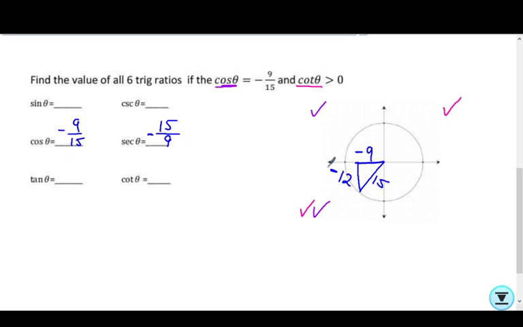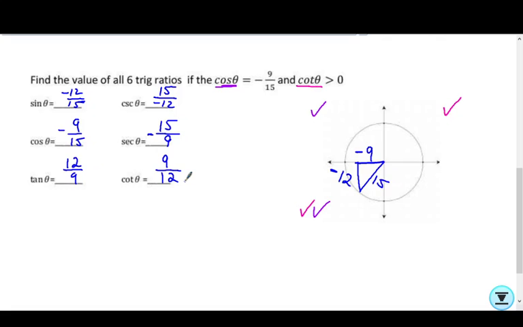So now that we know what y is, we can find our sine and our tangent. Sine is then negative 12 over 15. And then tangent is going to be 12 over 9 because it's y over x. But since they're both negative, and negative divided by negative is positive. So then we find cosecant, which is the reciprocal of sine. So it's 15 over negative 12. And then cotangent, which is the reciprocal of tangent, which is 9 over 12.